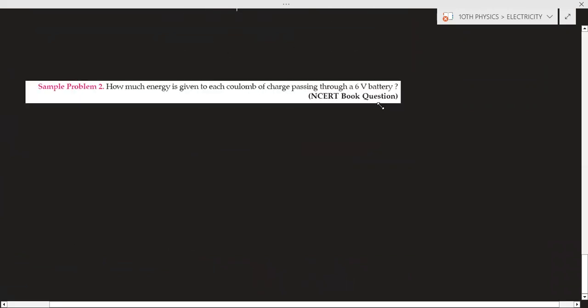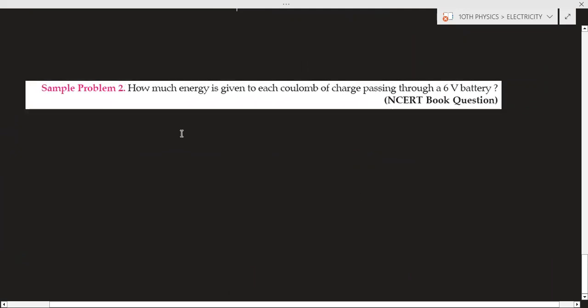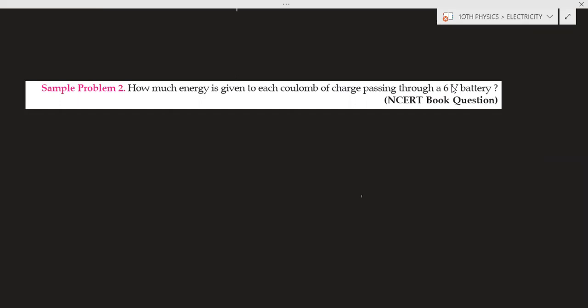Okay, so this is a question from NCERT. They are saying: how much energy is given to each coulomb of charge passing through a 6-volt battery? The concept of the battery I will tell you later. After this topic we will discuss why we use a battery.